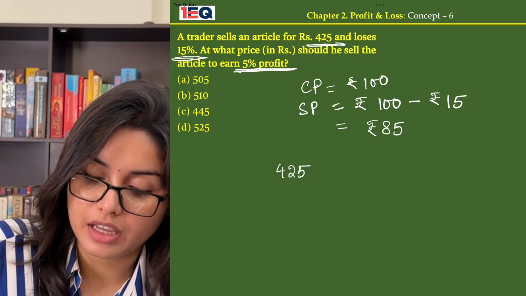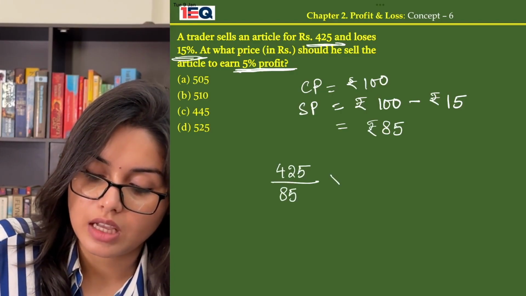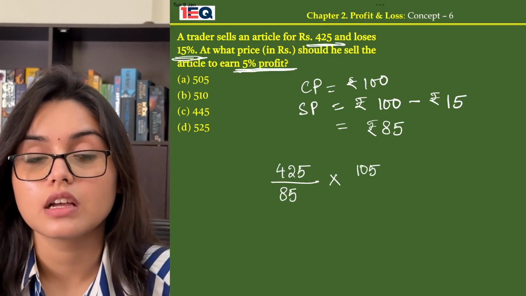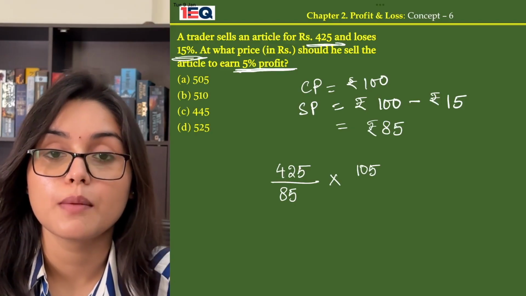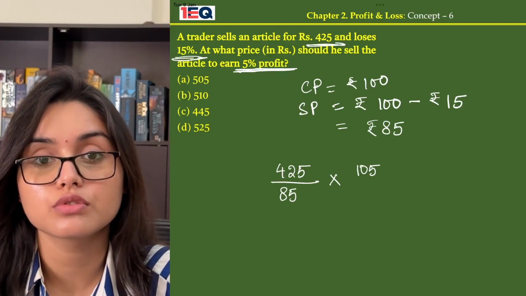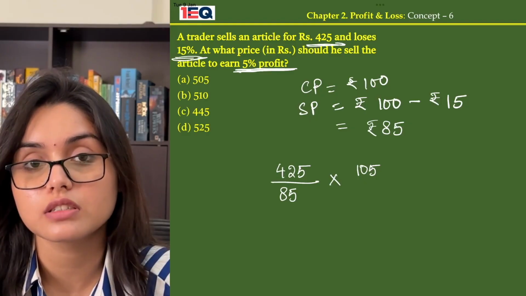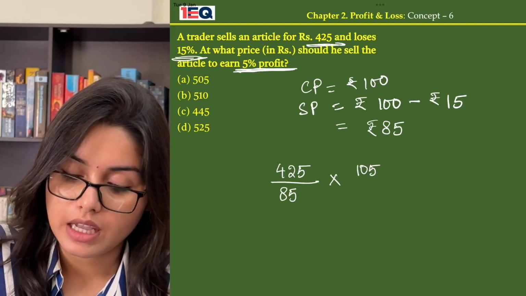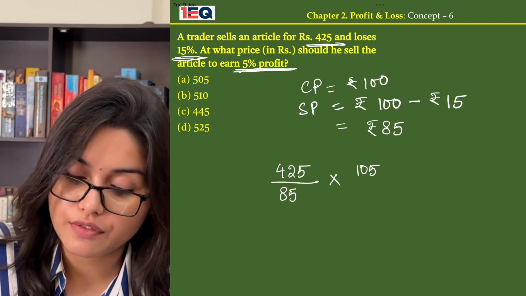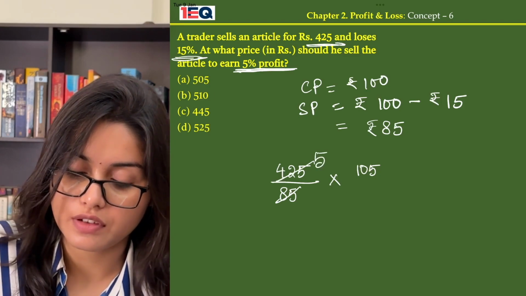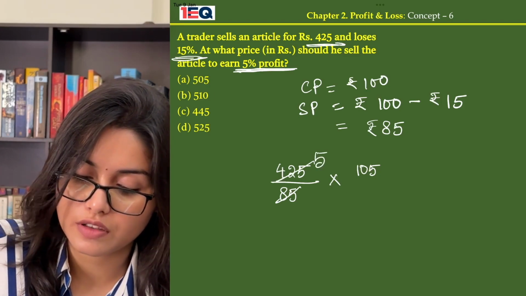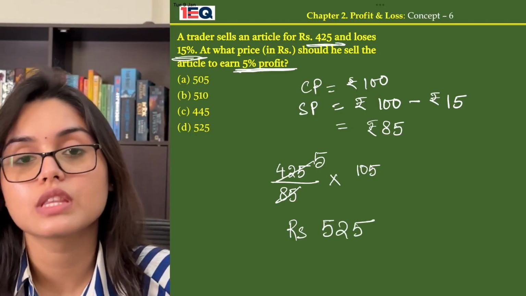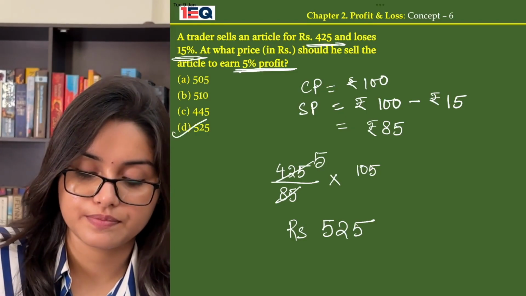Now, in order to earn a 5% profit, we need to sell it at what price? So, 425 by 85 into 105. Now, where did we get 105? It is simply your cost price plus the profit amount you want to earn, that is 5% of 100 plus rupees 100. So, on dividing this, 85 5s are 425, and 105 into 5 gives us rupees 525. So, the answer is D.